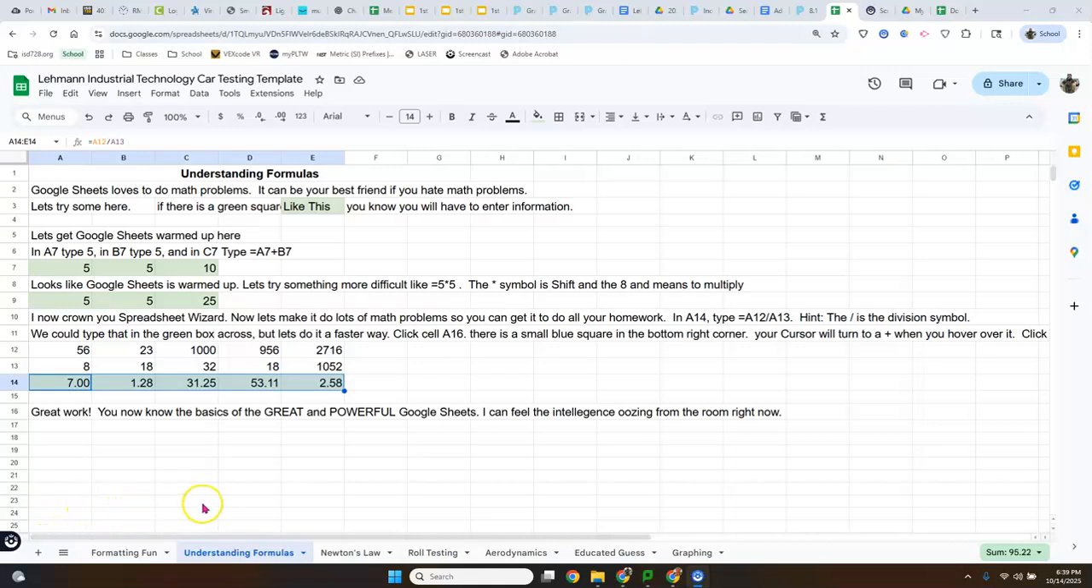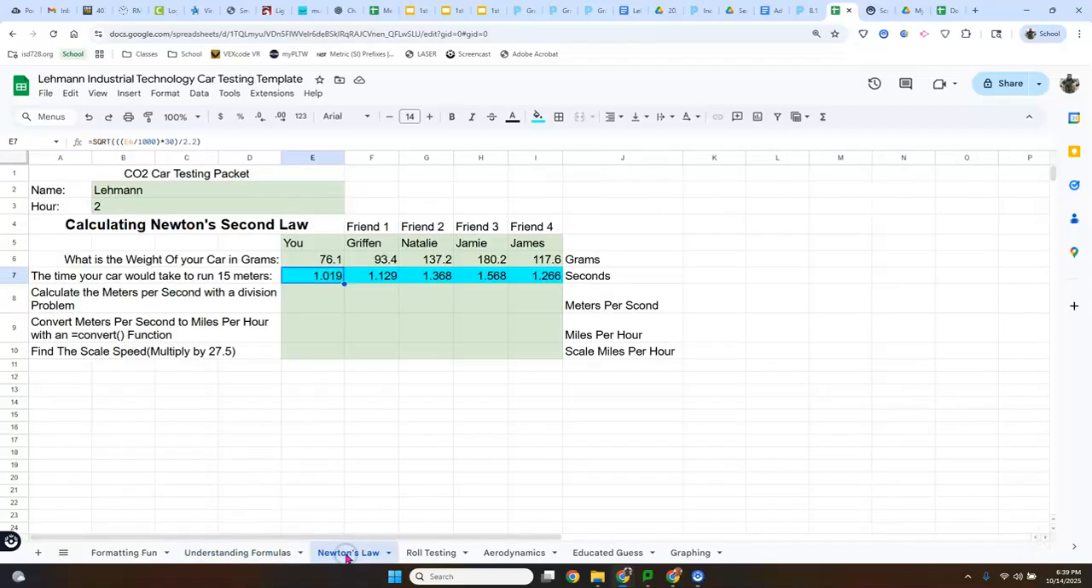Hey everyone, in this video we're going to continue along on our car testing template. In our last step we just did the Understanding Formulas tab. Now we're going to use some of those same learnings to do the Newton's Law tab. So we're going to click on Newton's Law.